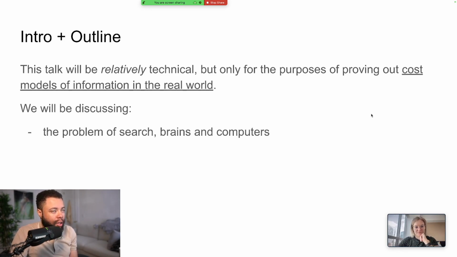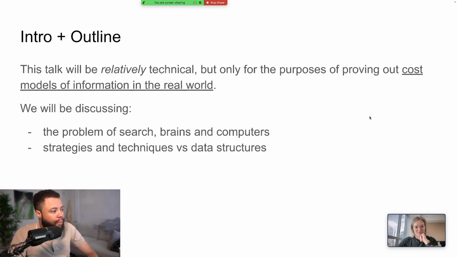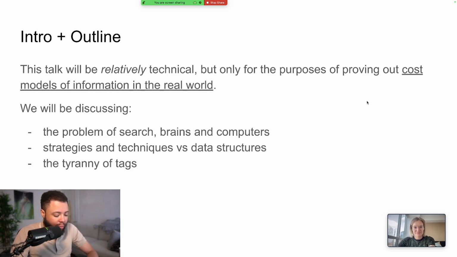And then we'll talk about the problem of search and add, and how those two things are inverse to one another. Then we'll talk about strategies and techniques versus data structures, and discover what the difference is between a strategy and a data structure, which is a computer science term that I'll also be defining when we get to it. Next, we'll be talking about the tyranny of tags and headings, and obviously that's a pretty bombastic term, tyranny, but once we get there, you'll understand why tags have held such a strong hold on how we organize information, but maybe how there are other strategies that we can try that are a lot more effective.